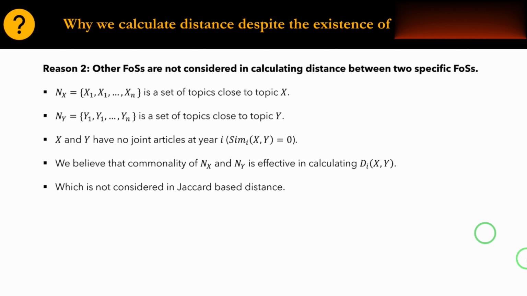As mentioned in the first reason, other topics are not considered in calculating the distance between two specific topics in Jaccard-based distance. Suppose N_x and N_y are sets of closest topics to x and y, and the x and y similarity is zero. We believe that the commonality of these sets is effective in calculating the distance between x and y, and this notion is not considered in Jaccard-based distance.